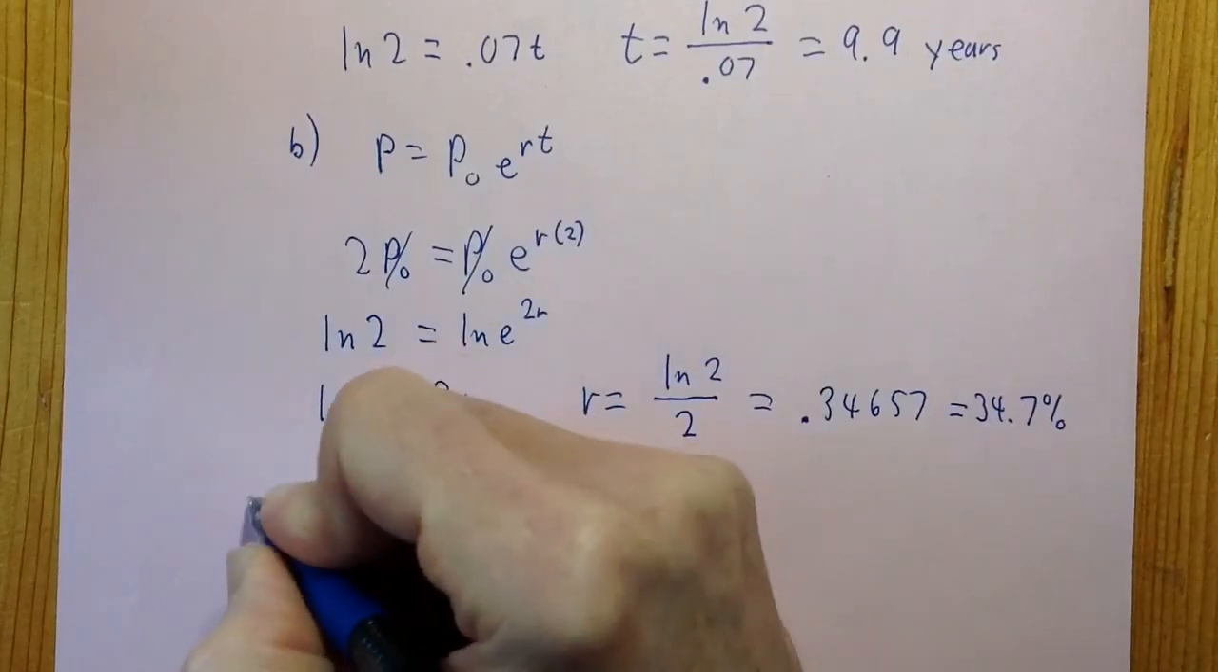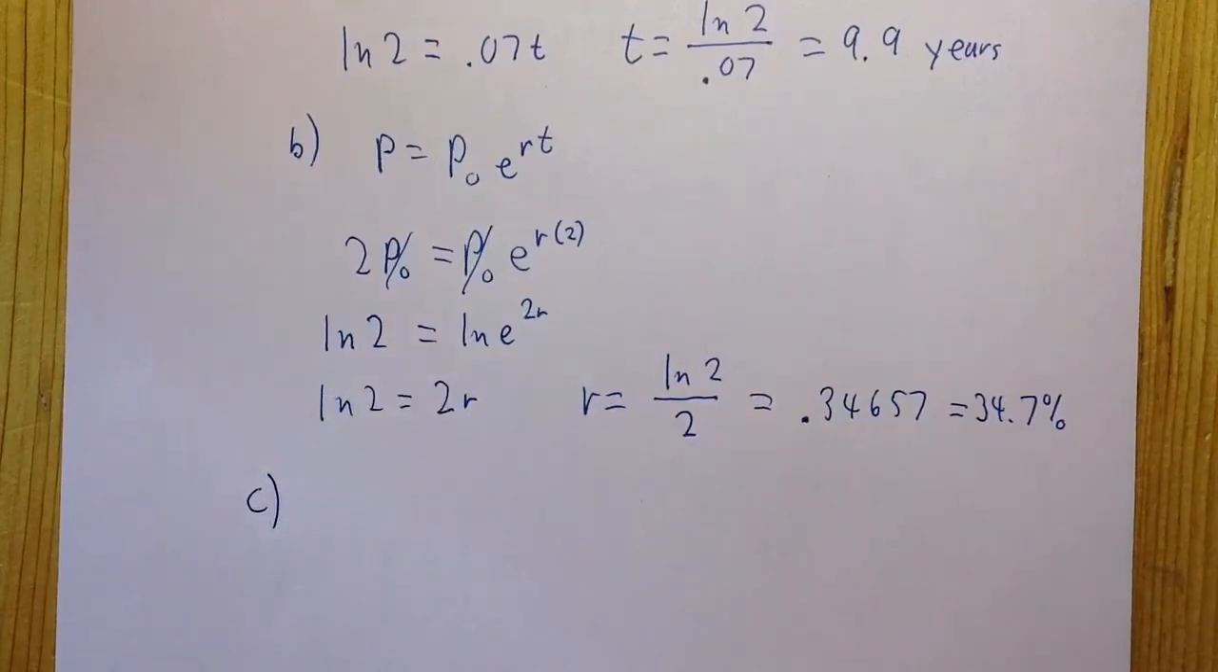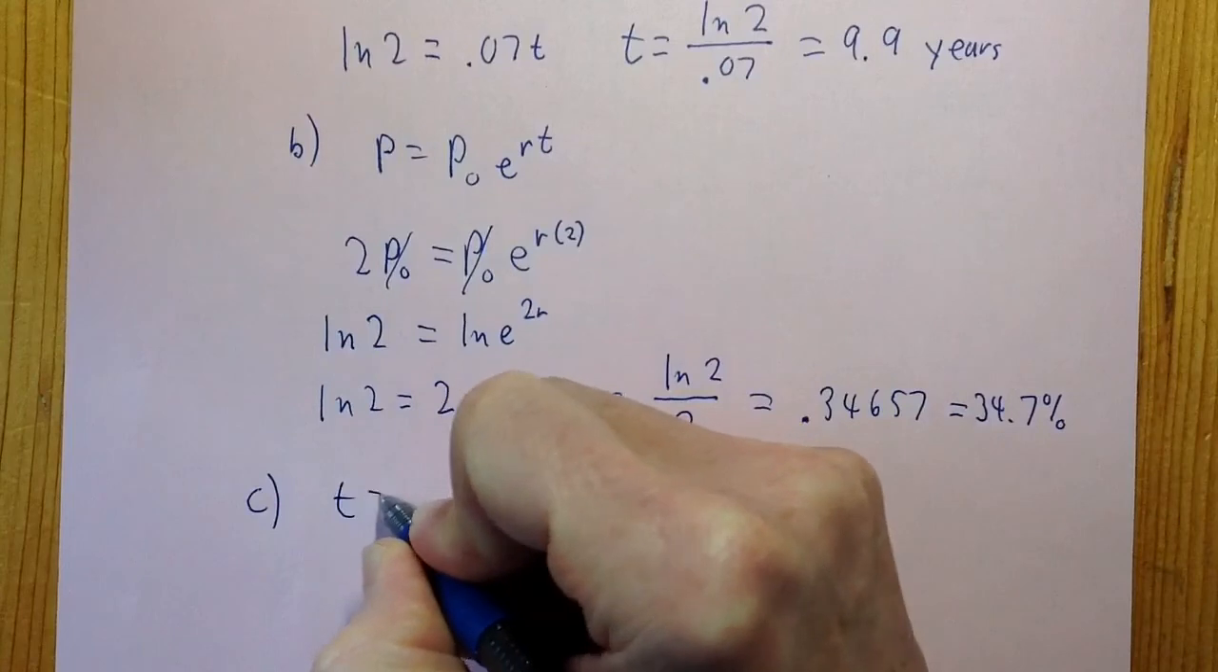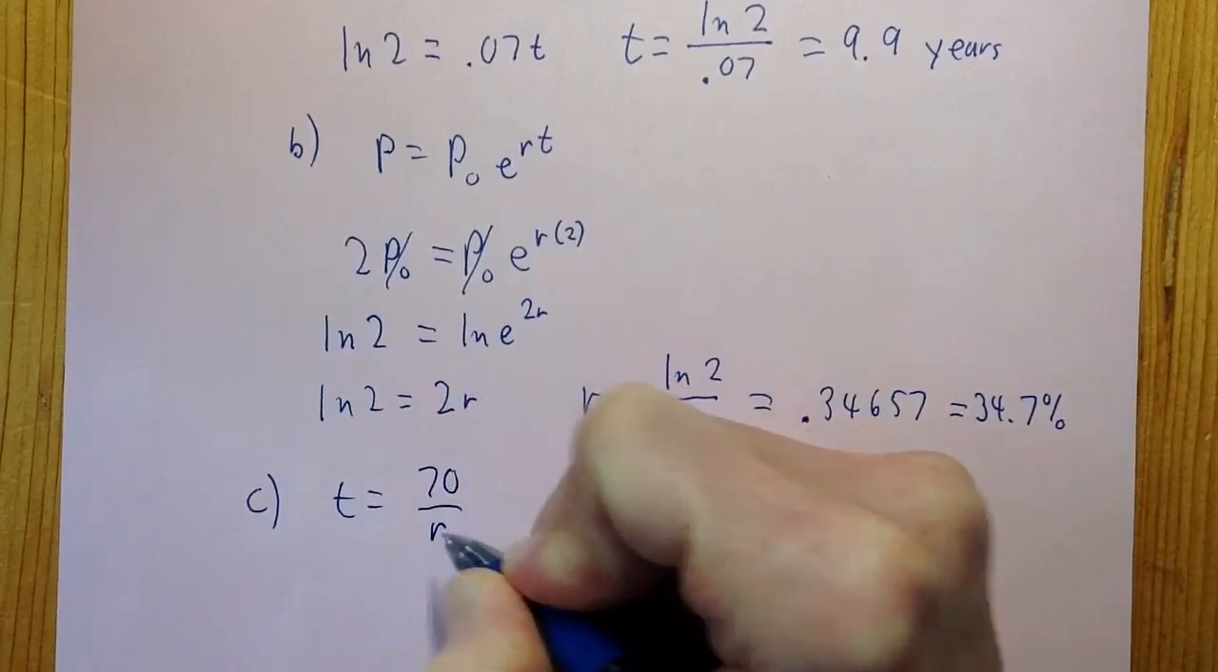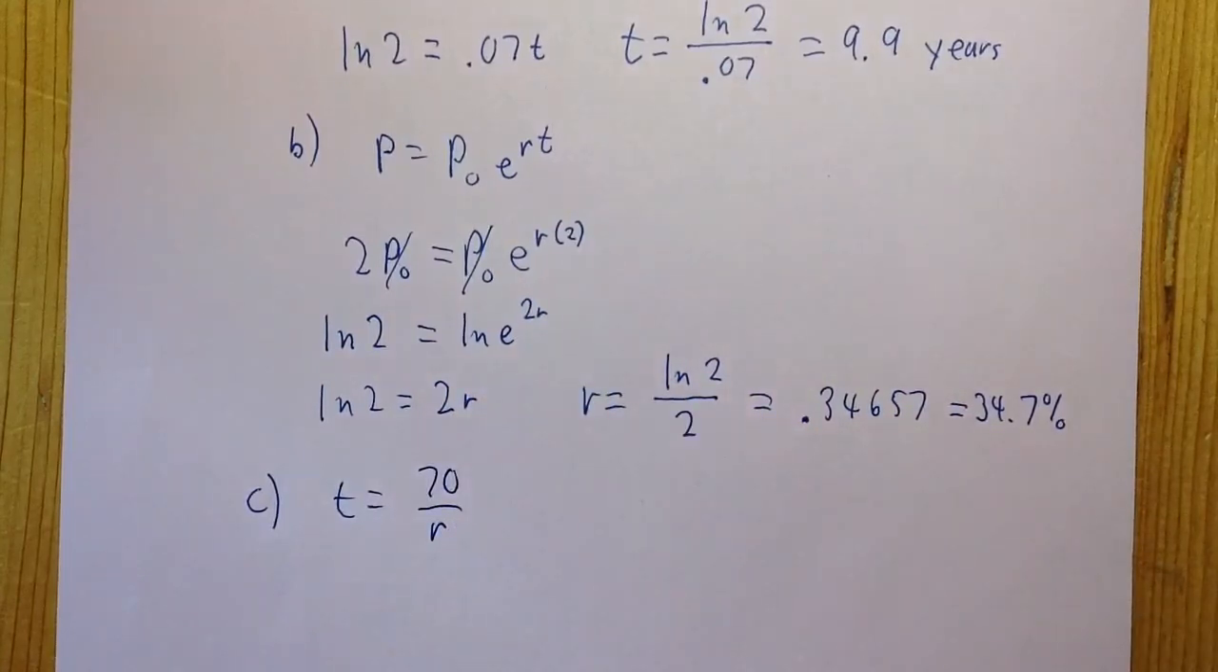Now for part C, they say that there's this rule of 70, and you're just supposed to show that this formula, that T is equal to 70 over R, predicts the time it takes to double an investment. And it's just a rough thing here, right? 70 over the rate is the time it takes to double the investment. You can just quickly do that in your head, right? The time it takes to double is 70 over the interest rate.